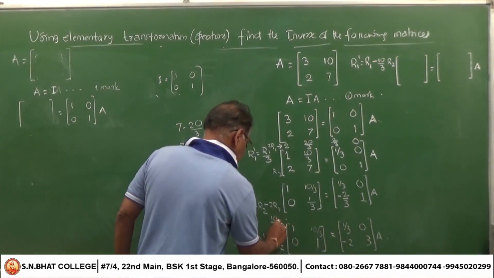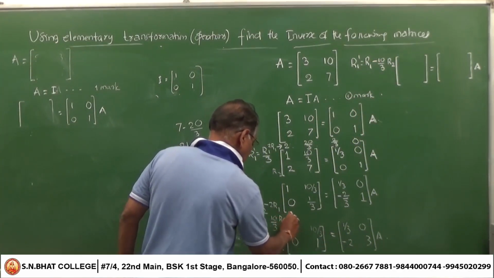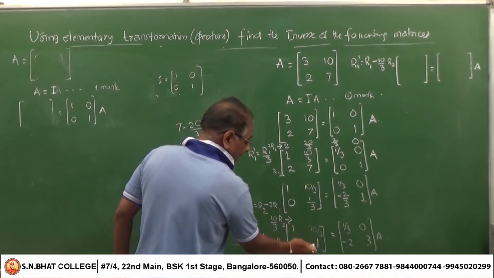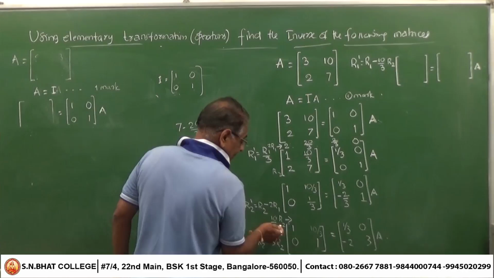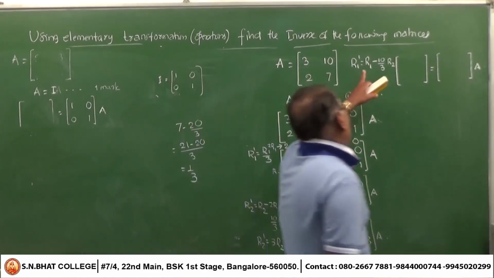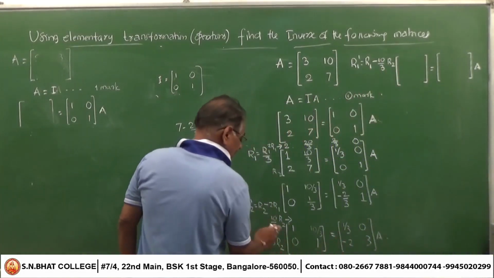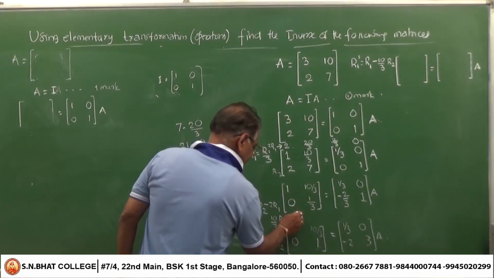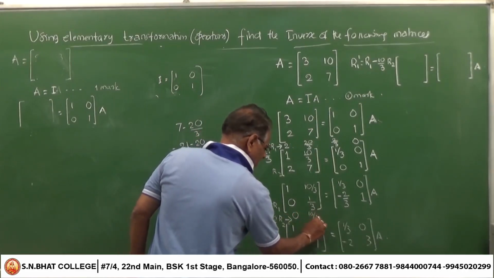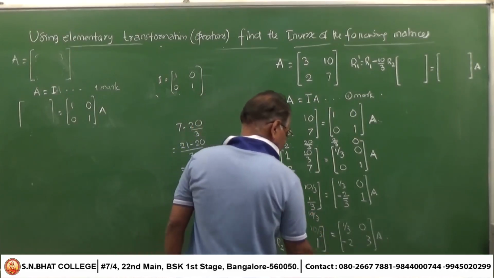Calculate 10 by 3 R2. I have to make this element 0, which means I have to multiply R2 by 10 by 3. R1 minus 10 by 3 R2. 10 by 3 into 0 is 0. 10 by 3 into 1 is 10 by 3.